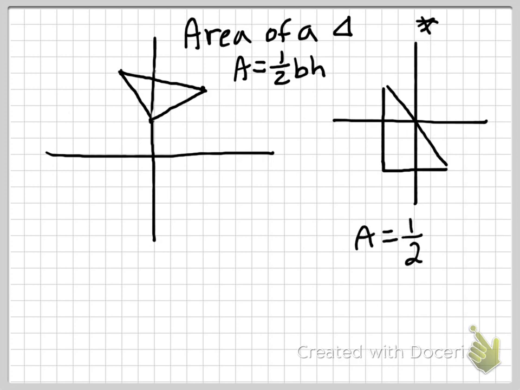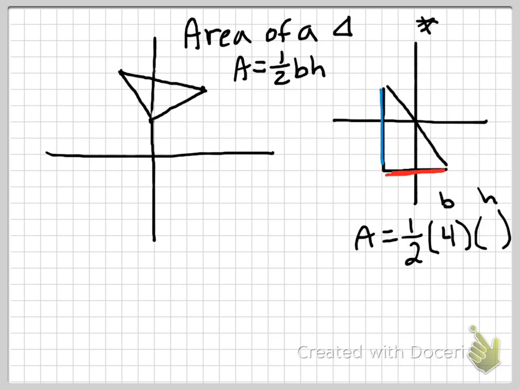Area of a triangle is 1/2 times your base times your height. So, my base for this one, I'm going to put it in red. My base for this one is right down here, and since it aligns nicely with my graph, I can just count the spaces. That's 1, 2, 3, 4. That's an easy base.